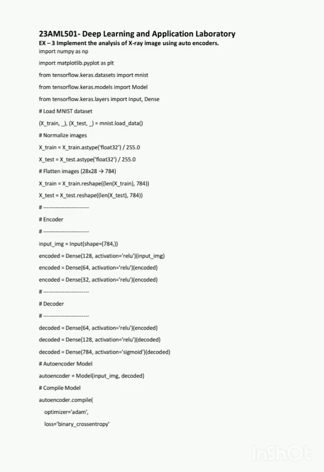Next, we bring in the MNIST dataset directly from TensorFlow Keras datasets. Finally, we import the Model class along with the Input and Dense layer classes from the Keras models and layers modules. This will allow us to build our custom functional network layers.